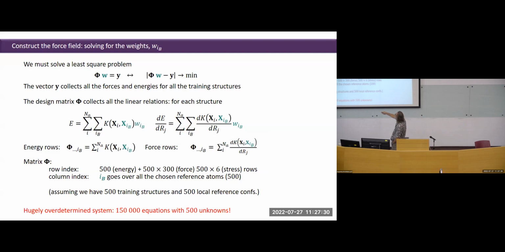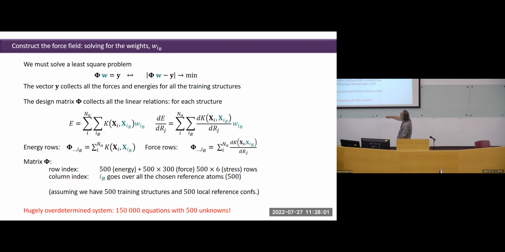And of course, for the forces we have derivatives of the similarity kernels. So essentially, in this design matrix, we have rows that are connected with the energies that we have collected, which contain the sum over atoms in a structure of the similarities. And then we have rows that contain the associated information for the forces.